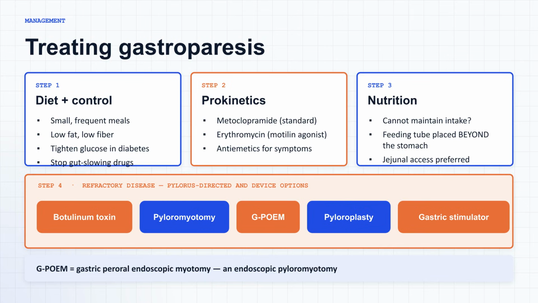For refractory disease, consider a pylorus-directed procedure, botulinum toxin, pyloromyotomy, gastric peroral endoscopic myotomy, or pyloroplasty. A gastric electrical stimulator is another option. And one caution, metoclopramide carries a risk of tardive dyskinesia, so use the lowest effective dose and reassess often.